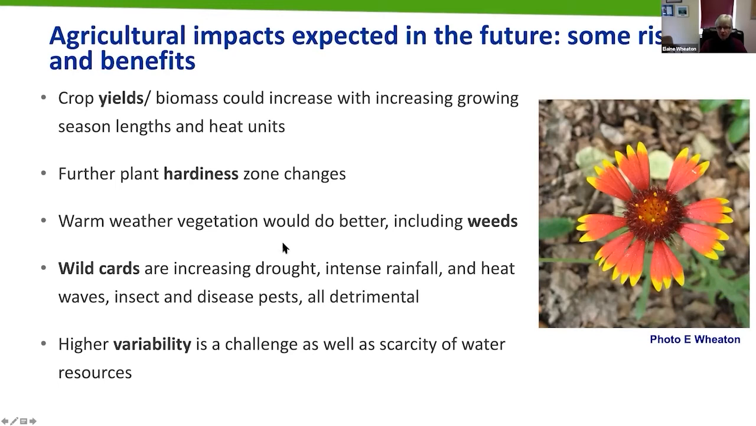So warm weather vegetation is already doing better, the pulses, but not only the crops, but also the weeds and new types of weeds and so on. We have many wild cards in this picture, and those are the increasing drought and probably those insects and diseases, weeds as well, all have to watch out for. We're finding in our work that we're seeing higher variability, and that indeed is a considerable challenge.